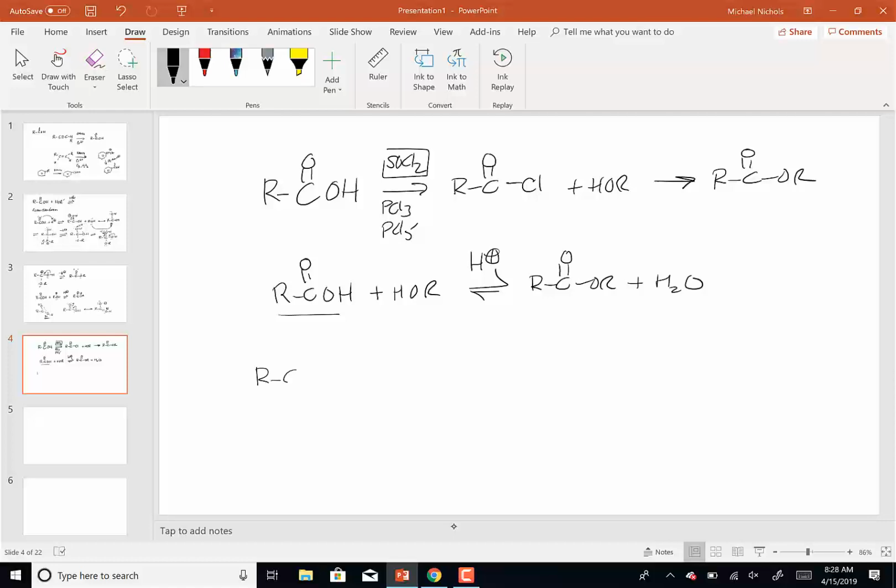It's also possible, I saw many people do this on the exam, to take and react the carboxylic acid with a base to form a carboxylate, and then react it with an alkyl halide. Typically, it has to be a primary alkyl halide. And it would be even best if it was a methyl group, so that you could do an SN2 reaction.